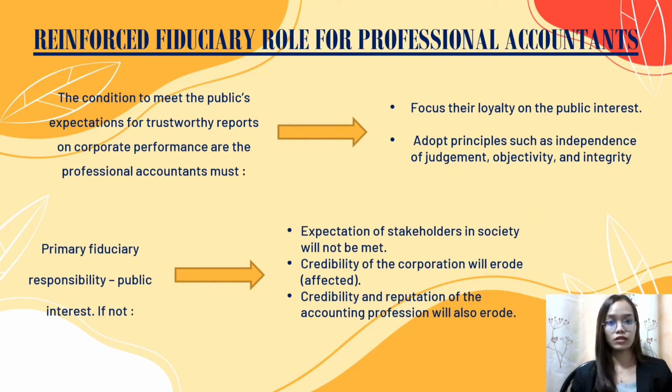The public's expectation for trustworthy reports on corporate performance cannot be met unless the professional accountants focus their primary loyalty on the public interest and adopt principles such as independence of judgment, objectivity, and integrity. Consequently, the primary fiduciary responsibility of professional accountants must focus on the public interest. Otherwise, expectations of stakeholders in society will not be met and the credibility of the corporation will erode, as well as the credibility and reputation of the accounting profession.